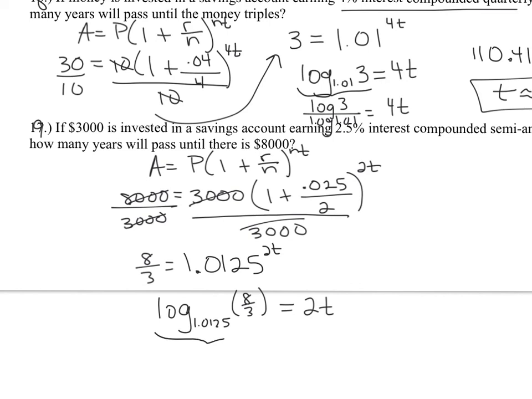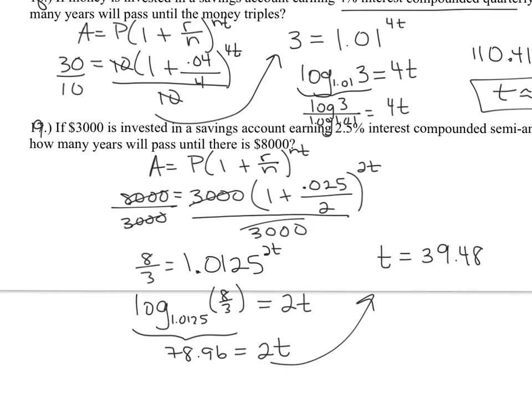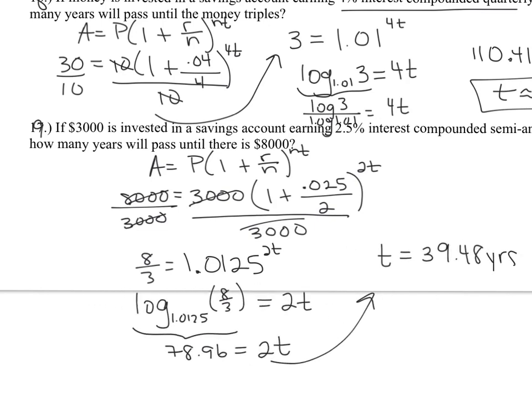So when I did my change of base formula here on the left, I ended up with 78.96. Again, it's not so important that I write that exact number down, because once I finish typing in my calculator, I'm just going to divide by 2 for my time. So we get approximately 39.48 years. So almost 39.5 years for $3,000 to get to $8,000 at such a small interest rate.